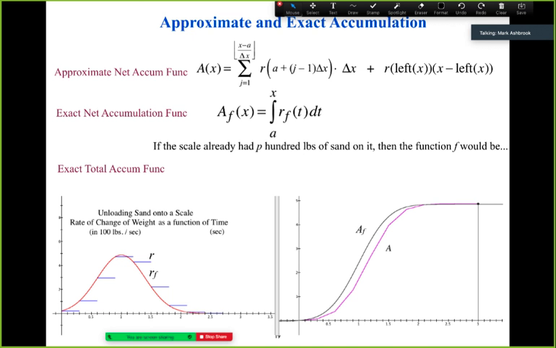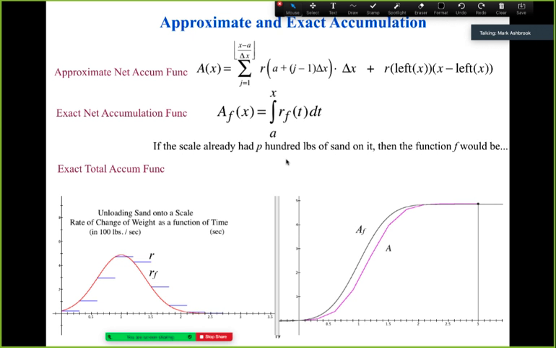Okay, so if the scale already had p, 100 pounds of sand on it, the function, so this is the net accumulation of the function f. So the function f, or in this case, it was called w before, but I switched it to f. F then is the total accumulation, right? Difference between net accumulation and total accumulation. So how would we write the function f? If it already had, at x equals a, 100 pounds of sand on it, then what would the function f, or the total accumulation, be?